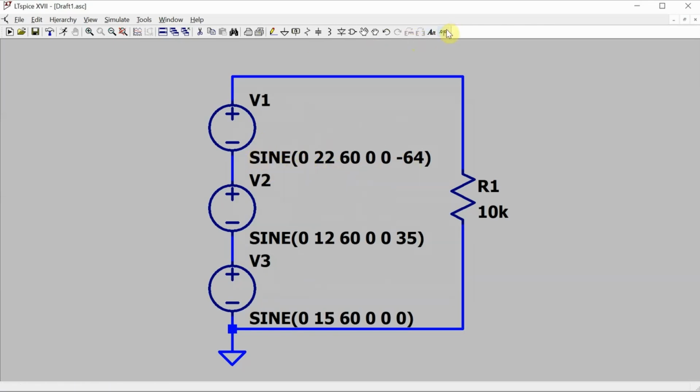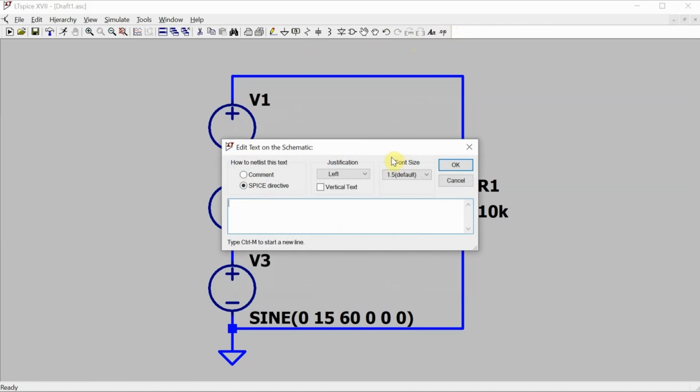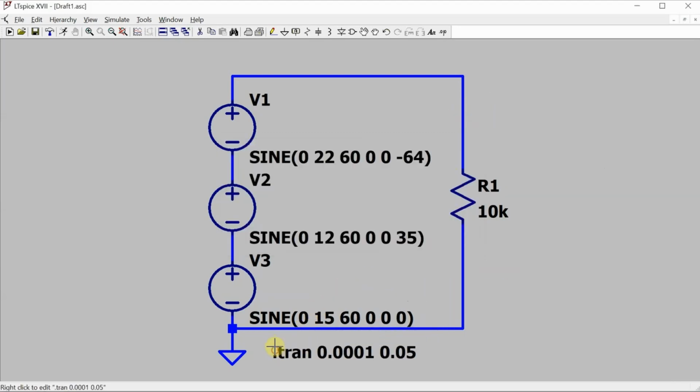And then the next thing to do is to write a SPICE directive to tell it what type of simulation to do. I'm going to look at the transient response, and I'm going to do a step size of 100 microseconds, and I'm going to run it for 0.05 seconds, which will give me 3 or 4 cycles of the sine wave at 60 hertz. Okay, I will drop that at the bottom there, and then I can go up here to simulate.